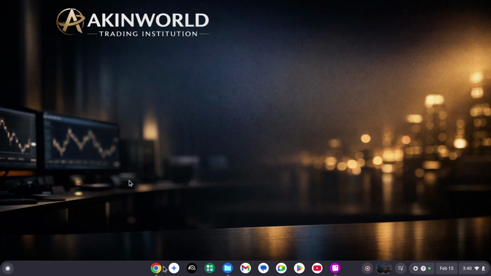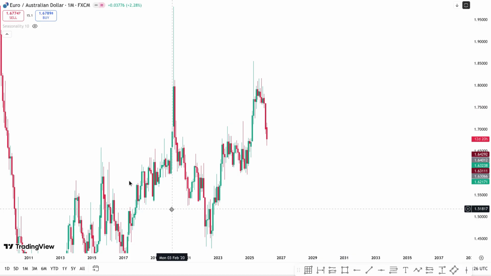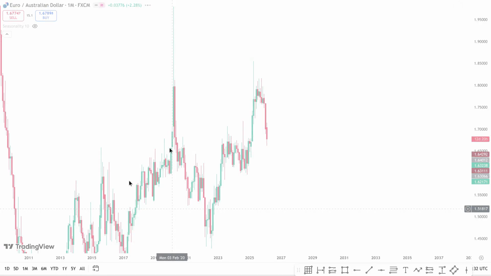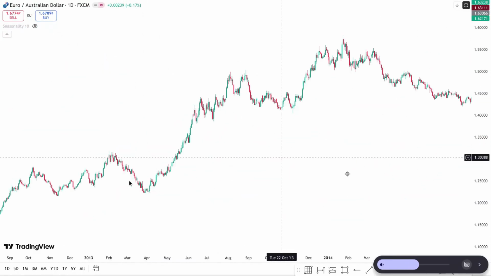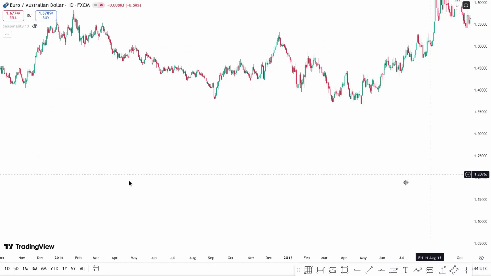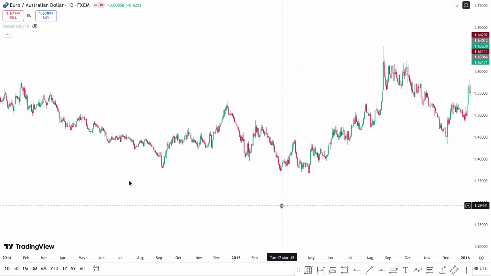Today we'll be looking at Euro Australian dollar, and currently, in order to get the overall direction of the market and to see what the institutions are doing, judging from what we are looking at on the chart, technically we would have to move to the higher time frame where we make our analysis. We'll begin our analysis from the monthly time frame.